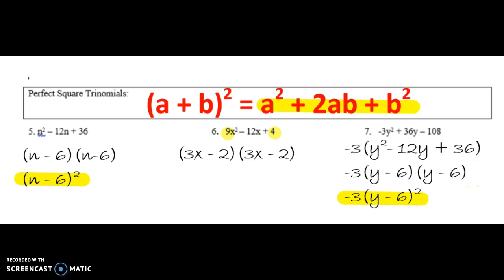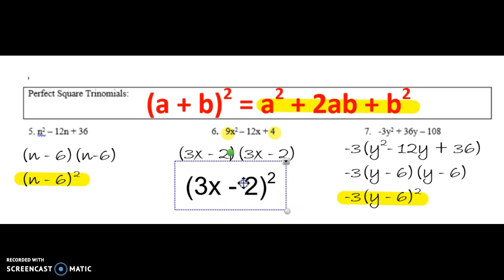Oh, and we didn't do this one. This one should be 3x minus 2, and that whole quantity then should be squared. Okay, so that would be the final answer for this one over here too.